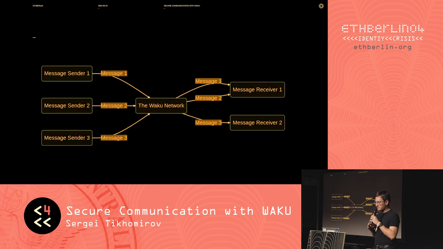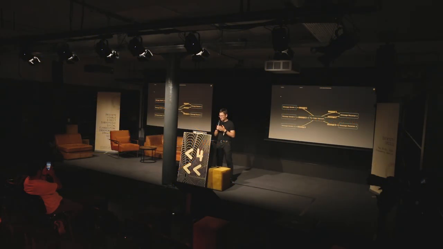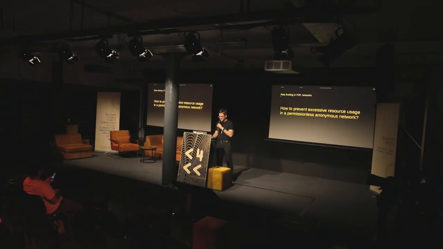Again, just to solidify the conceptual model, basically we don't have a sender sending to a particular receiver, rather we have the message senders sending to the network, the messages propagate through the network, and then the network doesn't know that messages 1 and 2, for example, are intended to the same recipient, and so on. It's just the recipient's business.